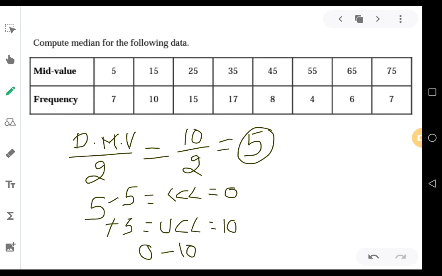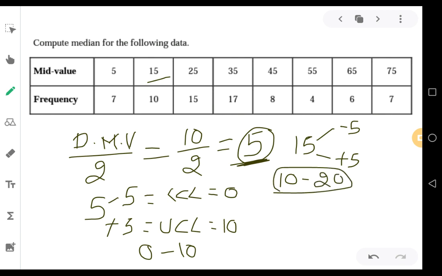See? Look once again. Let us take the second mid value, that is 15. For the second mid value, you should take this correction factor. The difference between mid values divided by 2, that should be subtracted once to get the lower limit, added once to get the upper limit. So 15 minus 5, that will be 10. 15 plus 5, that will be 20. So the class interval is 10 to 20.